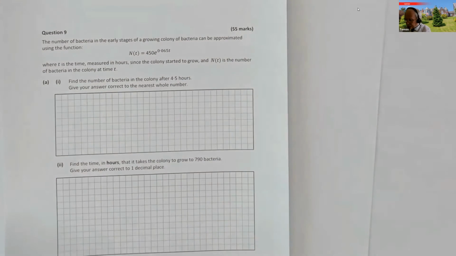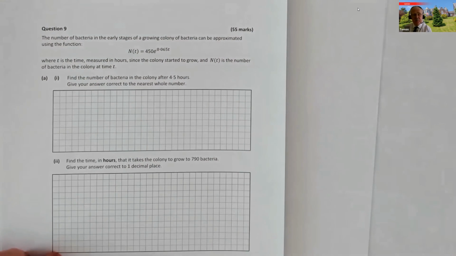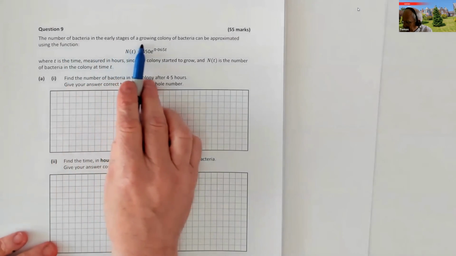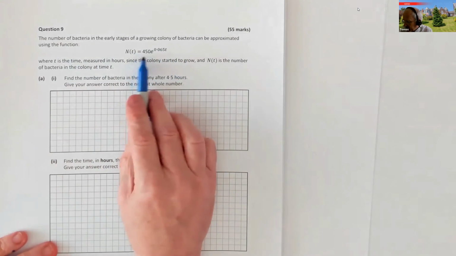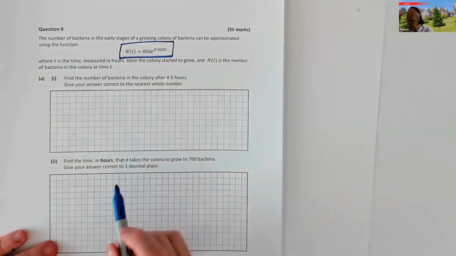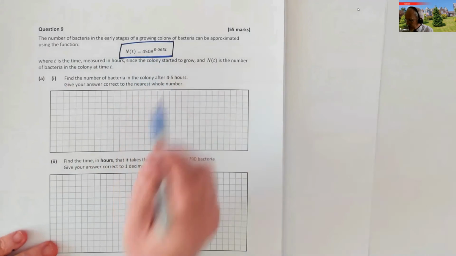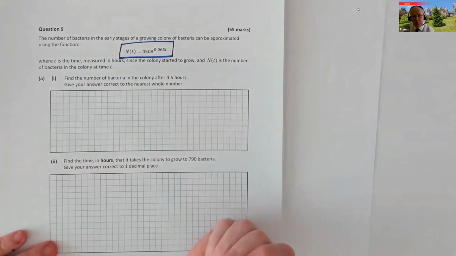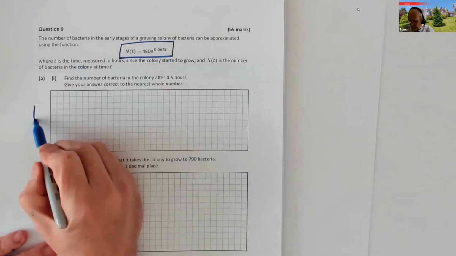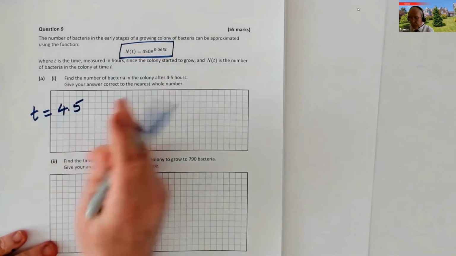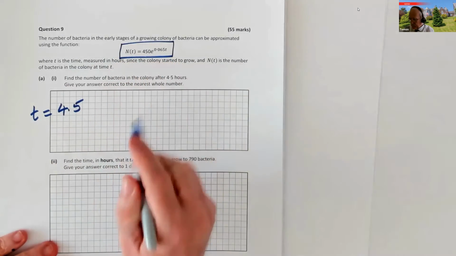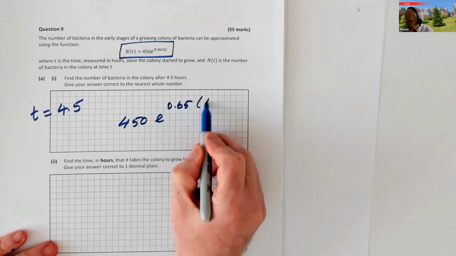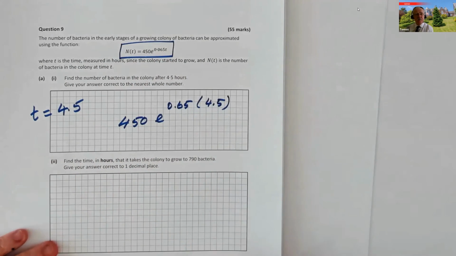Okay. Let's just briefly do this, and it'll be a minute or two after one, and then we'll stop. The number of bacteria in the early stages of a growing colony can be approximated by n is equal to 450 e to the whatever. Find the number of bacteria in the colony after 4.5 hours. When t is equal to 4.5, plug it into the equation. So 450 e to the 0.065 times 4.5, calculator, that's the first part.